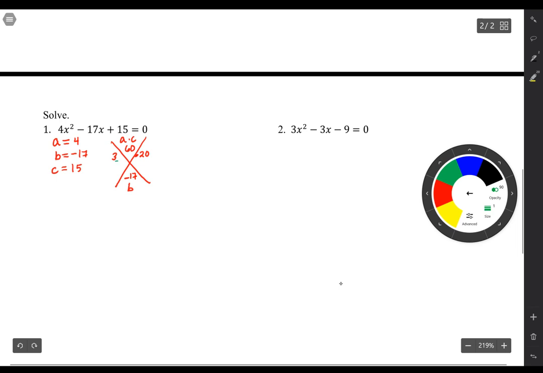So the next ones I did were 5 and 12. And I was like, bingo, 5 times 12 is 60. 5 plus 12 is not -17, it's positive 17. So just make both of these negative. And so those are your 2 factors.